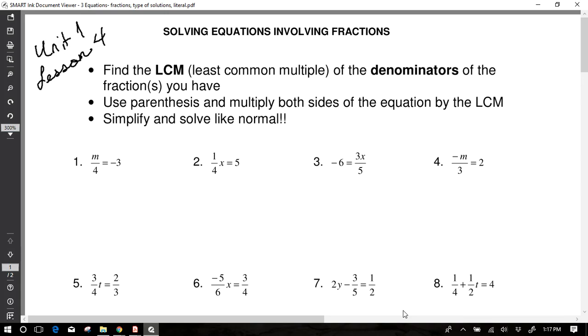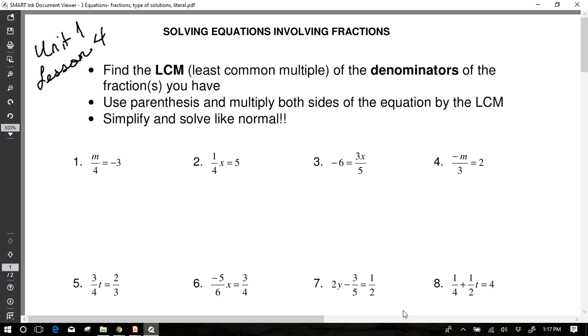So the first thing that we're going to need to do is find the least common multiple of the denominators, if you have only one fraction or if you have 8 fractions. You just find the least common multiple. We will then use parentheses and multiply every single term in the equation by what the least common multiple is. And after that, we can simplify and solve like normal.